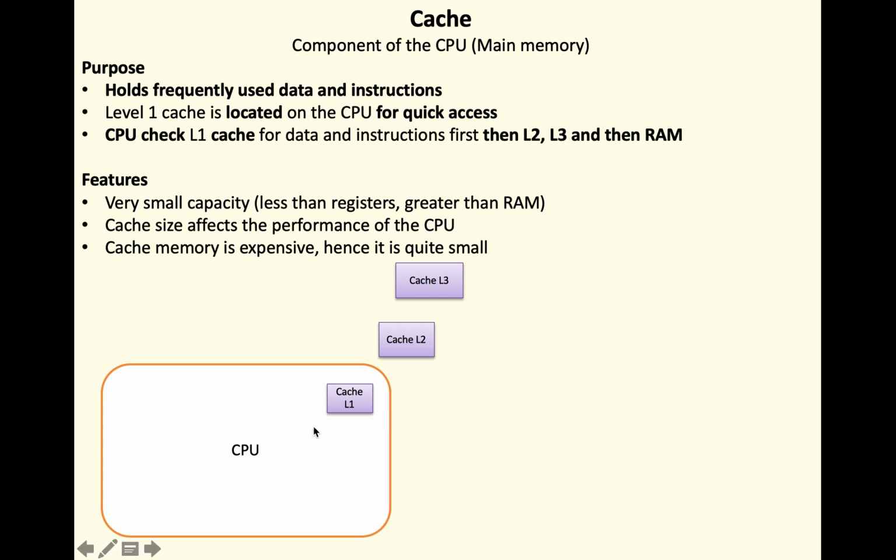So they're not as fast as the registers, but they're definitely faster than level 2 cache, level 3 cache, RAM that was over here as well. Cache size affects the performance of the CPU. Cache memory is expensive, hence it is quite small. So ignore this very small capacity. It has more capacity than the registers, but less than the RAM. I've said the opposite thing there, just so that there's no misunderstandings. Small capacity. It is greater than registers and it is less than RAM.